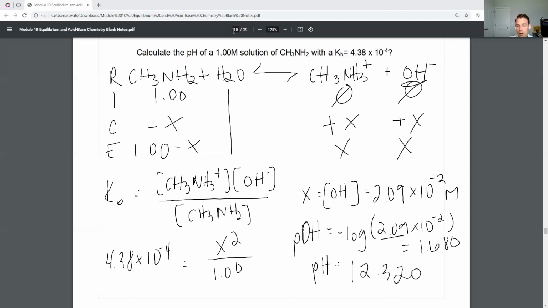Remember, pH is the negative log of the H plus concentration. That's all you have to do if you have a strong acid, or for a base it would be the pOH. But for weak acids and weak bases, RICE table, okay? That's going to be your big takeaway from here. Weak acids and bases require the RICE table.